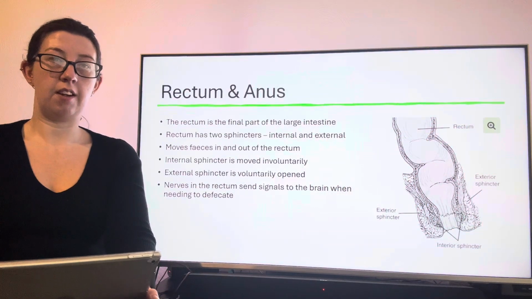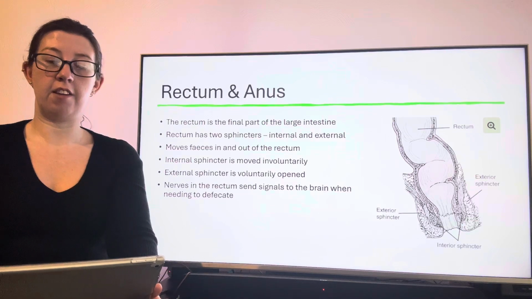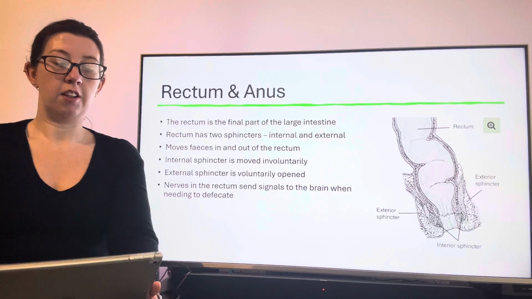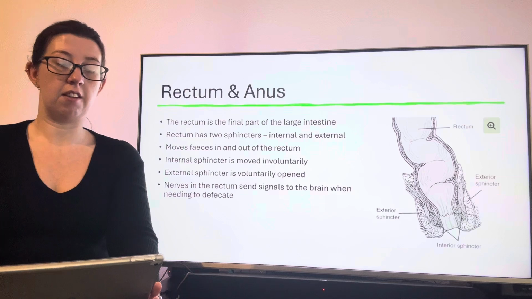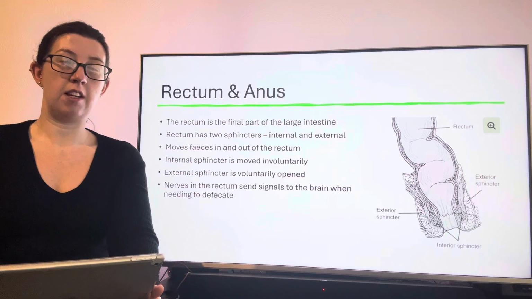The rectum and anus. Any undigested food passes into the rectum where it stores feces. The anus is the opening at the very end of the digestive system through which feces leave the body. The rectum is the final part of the large intestine. It has 2 sphincters, internal and external. The internal sphincter is moved involuntarily. The external sphincter is voluntarily opened. The nerves in the rectum send signals to the brain when needing to defecate.